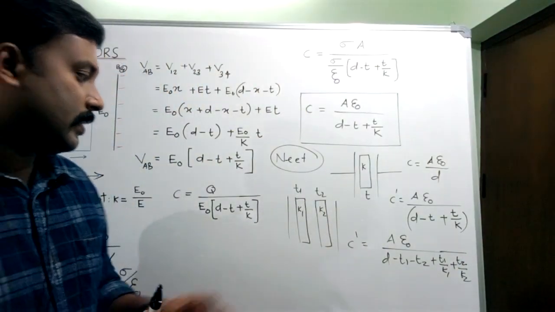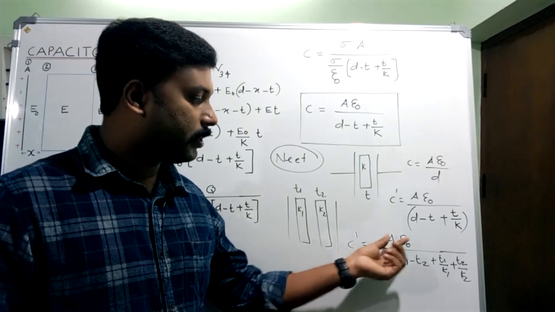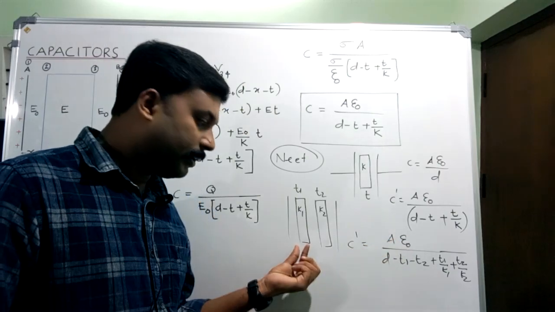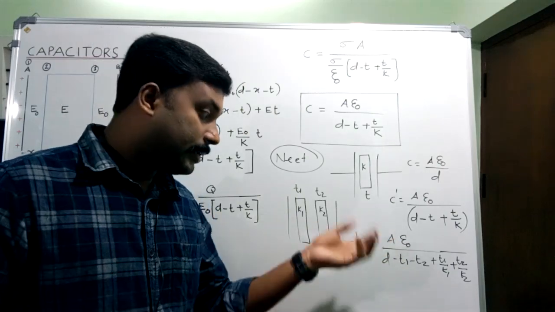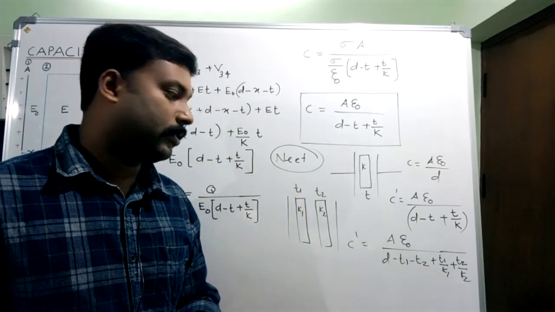How many slabs are between them? There is no problem, we can use the same method. Write the actual equation A epsilon 0 by D, then subtract the thicknesses of all those slabs and then add a factor, that is thickness divided by its dielectric constant K.